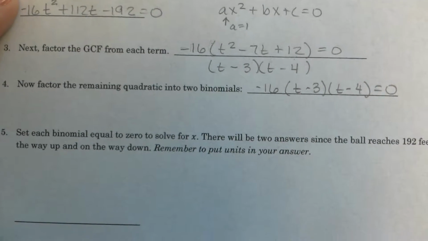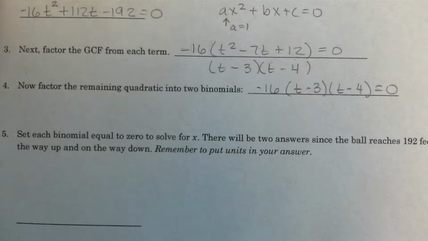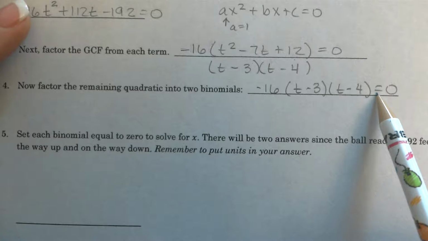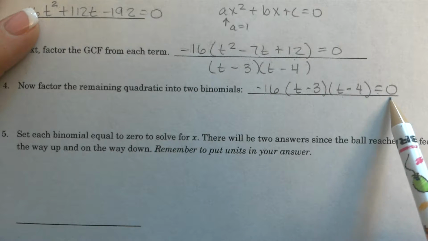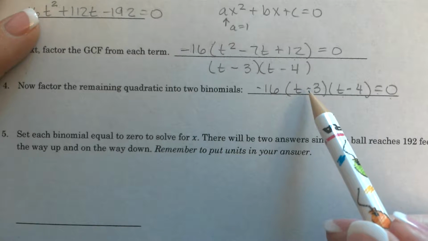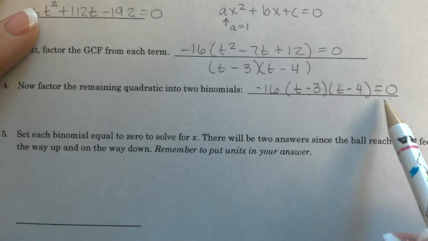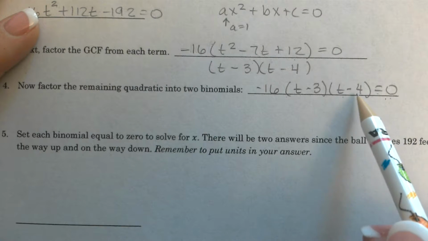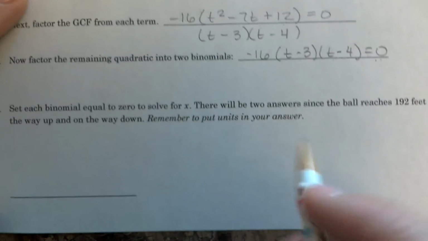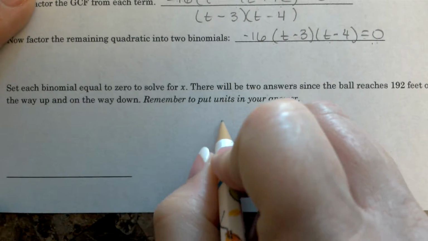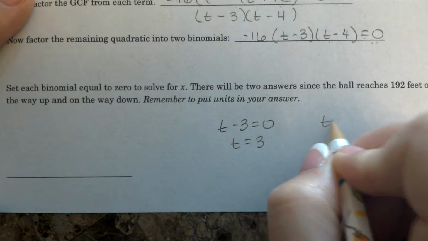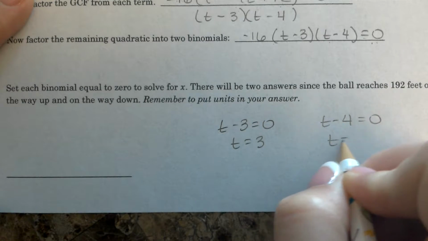Okay, now if we were only factoring, we would just stop at this point, but we're not. It's an equation, it's not just an expression, so we need to actually solve for t. So we want to set each binomial equal to 0 because of the zero product principle. If either factor is equal to 0 and it multiplies by anything, it makes the whole equation true. So we're going to test both of them. If t minus 3 is 0, then t is 3. And if t minus 4 is 0, then t is 4.